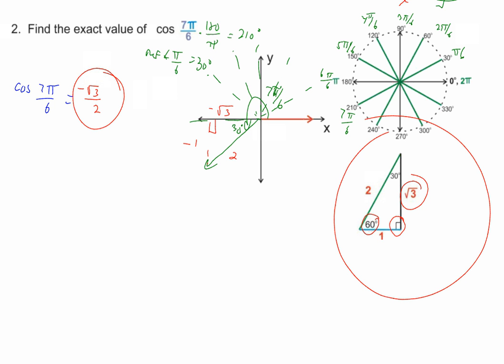What's the cosine? You can either think it's the x over the r, or you can think it's the adjacent over the hypotenuse. What's the adjacent? Negative square root of 3. What's the hypotenuse? 2. Any questions on that?